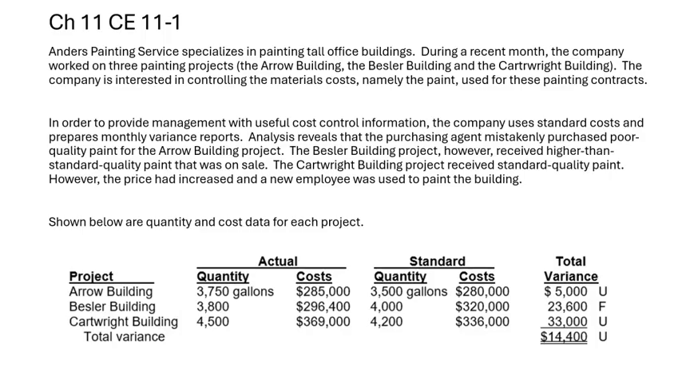So we have shown here at the bottom the quantity and cost data for each project. We have the actual quantity in gallons of paint used, and the cost of that paint, and then the standard, so based on the project, what we should have used and what it should have cost, and then the total variance. So you see that the Arrow Building was $5,000 unfavorable, the Bessler Building was $23,600 favorable, and the Cartwright Building was $33,000 unfavorable. The net of that for the month is $14,400 unfavorable.